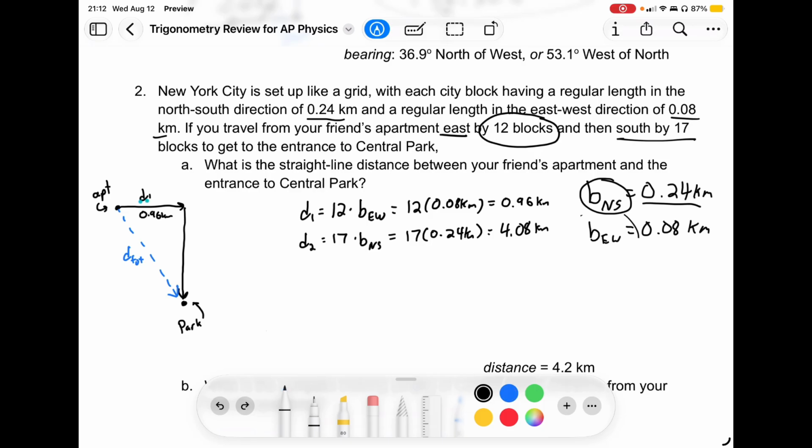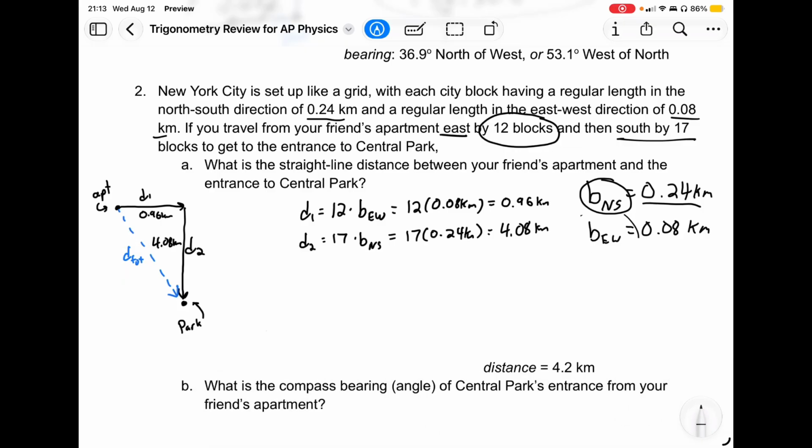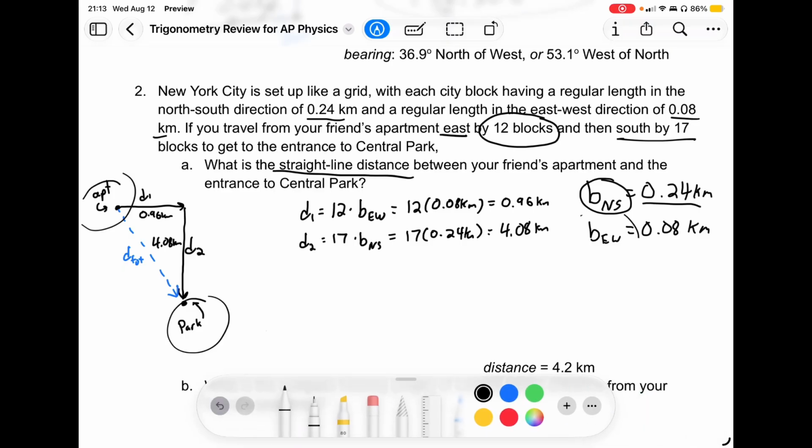And I forgot a couple of things here. We know that first line is D1, and then this second line is D2, and that was 4.08 kilometers in length, that downward vector. And then our overall vector, our sum vector, is our D total, that diagonal vector that connects our starting point to our ending point. Cool. So let's find the length for that, because that's what we're trying to do here, find the straight line distance between our friend's apartment and Central Park.